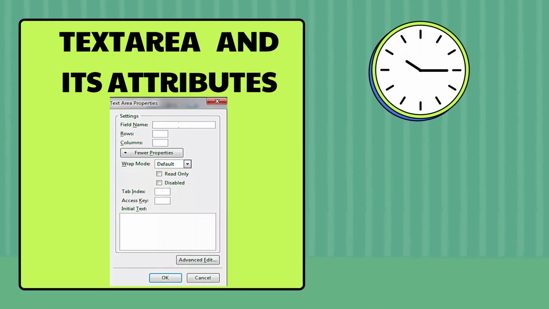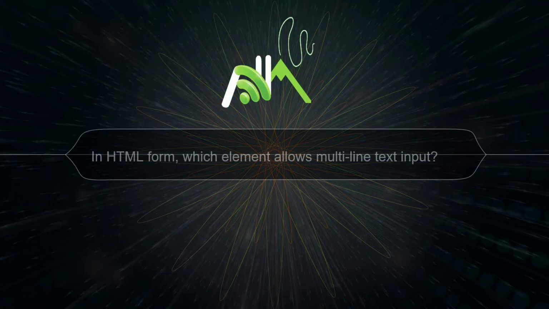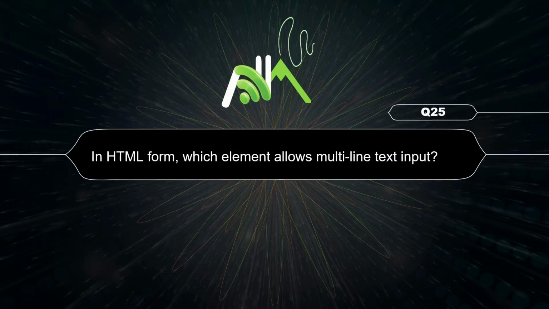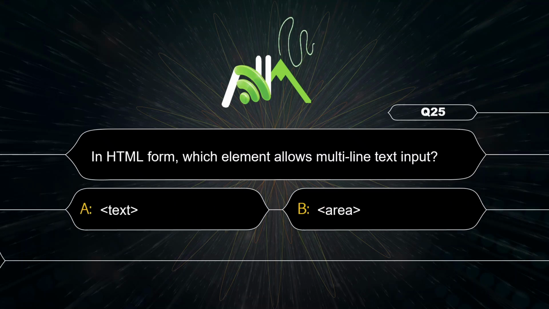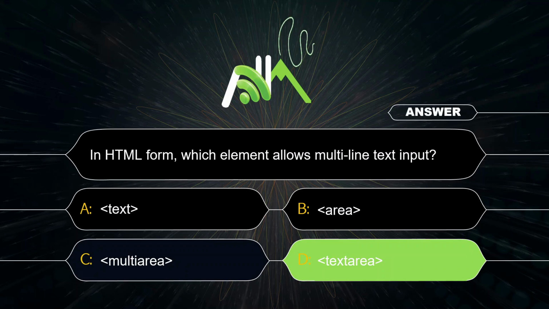Now here we will move to our next topic, that is text area, and its two attributes, rows and columns. Here you can see which element allows multi-line text input. Text allows only a single line, but text area allows multi-line text input. So the correct answer is text area.